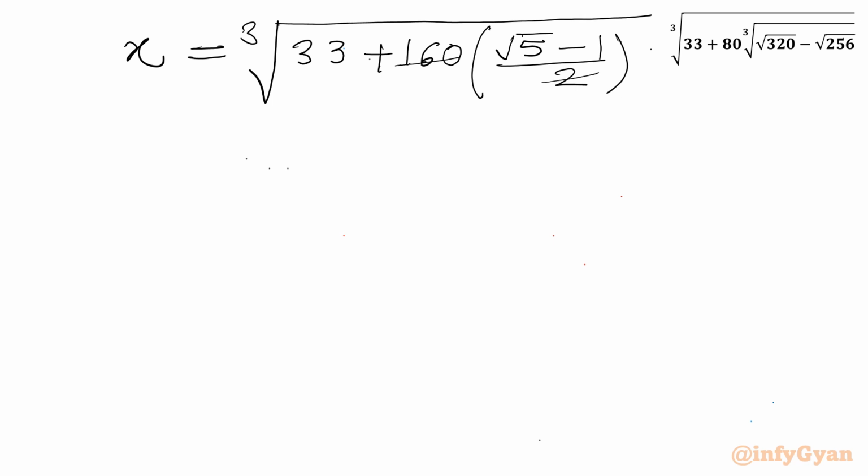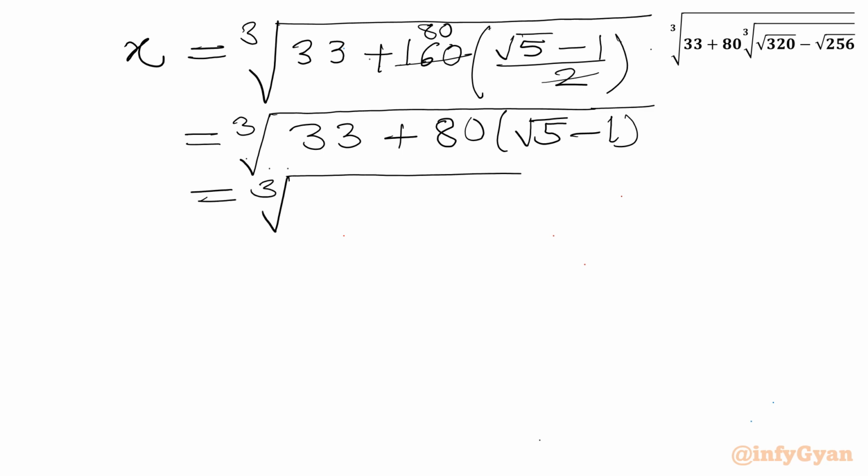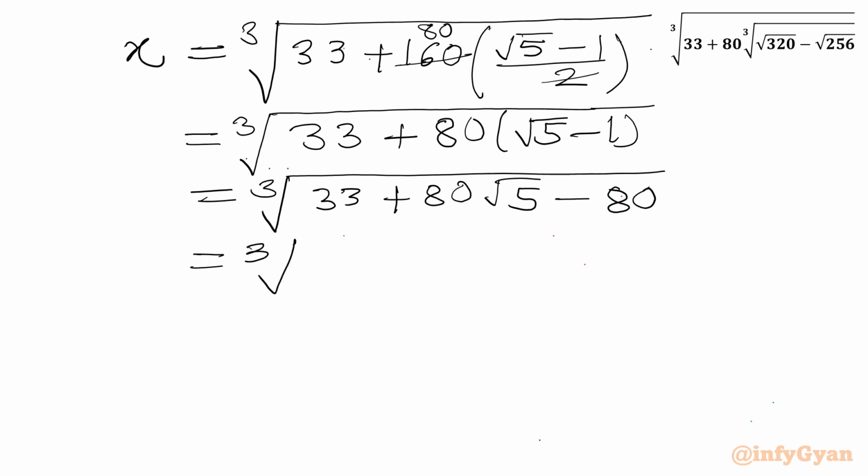Now I will cancel 160 and denominator 2. So 80 will be here, which will give us 33 plus 80 root 5 minus 1. Or I can write cube root of 33 plus 80 root 5 minus 80. Further I can simplify and I can write 80 root 5 minus 47. This is our x.